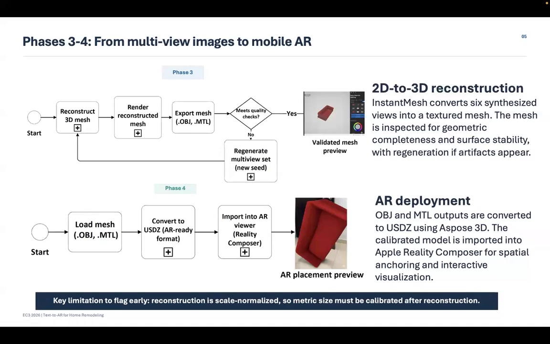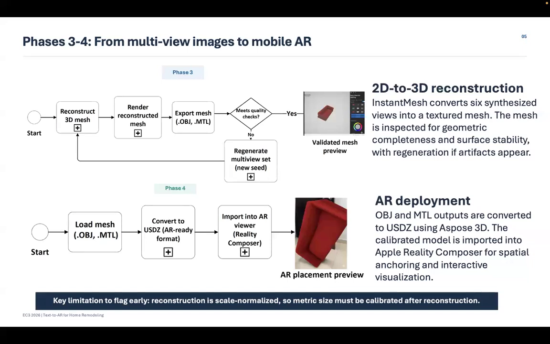Now, quickly for phase 3 and 4, phase 3 converts the 6 synthesized views into a textured mesh using Instant Mesh. The reconstructed mesh is reviewed for geometric completeness and surface stability. When significant artifacts are identified, the workflow can return to the previous phase, regenerate the multi-view images using adjusted settings, and repeat the reconstruction. Now the validated model is exported using OBJ and MTL files so that both the geometry and the material information are retained.